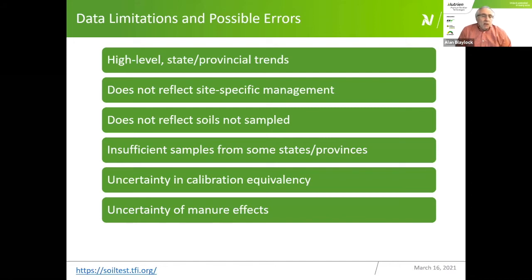And as I noted, there are some states and provinces where there are very small numbers of samples submitted. In some cases, laboratories, private consultants choose not to participate. So we may have large gaps in some of that data. In some states, there simply aren't enough data points to provide any information. There's also some uncertainty in calibration equivalency.